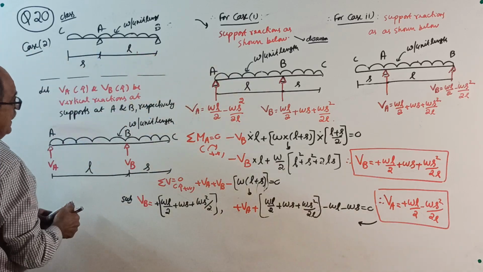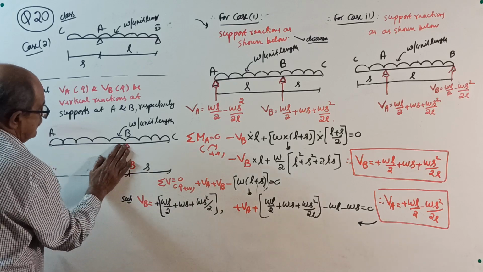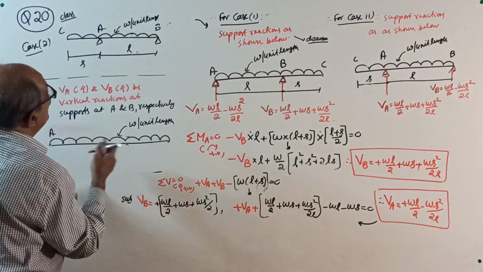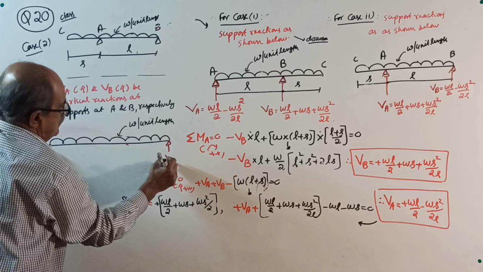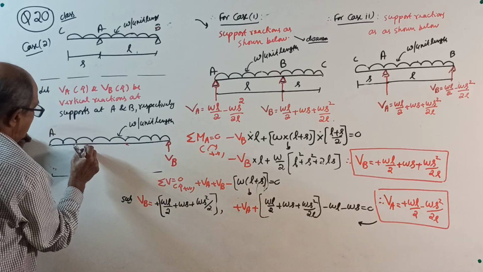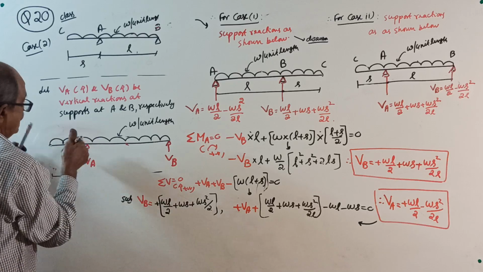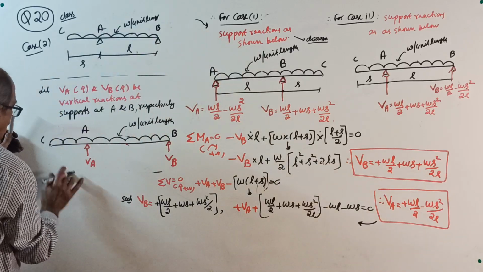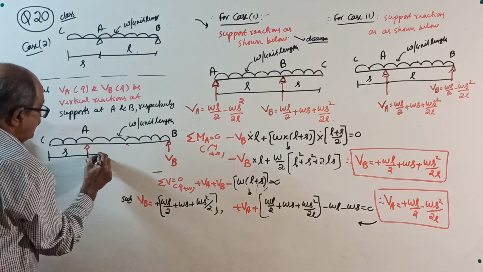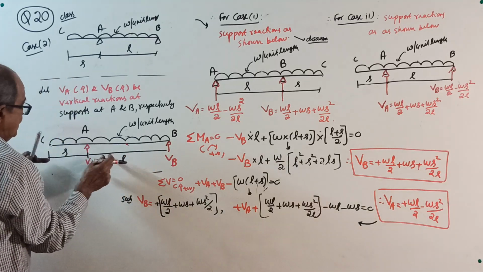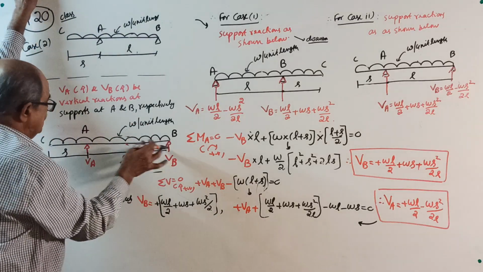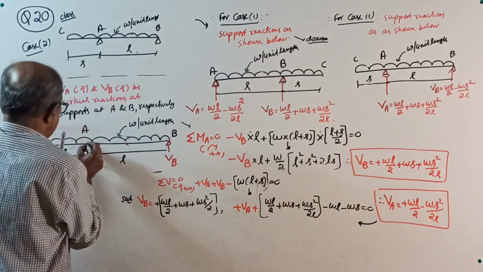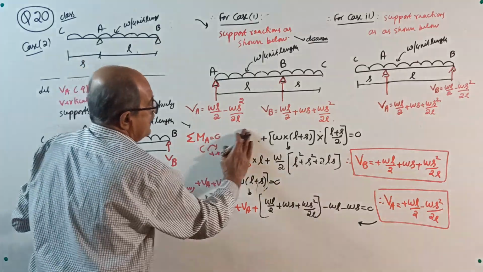Once again, same statement. This time, you should not do it this way. VB, somewhere here VA, because A is here now. Support is A and B. Free end is C. Now this is your S. In the question they told, span is L, the distance between supports. Overhang is S, left side. Come this side. Take moment about A, sigma M is 0. See now what happens.